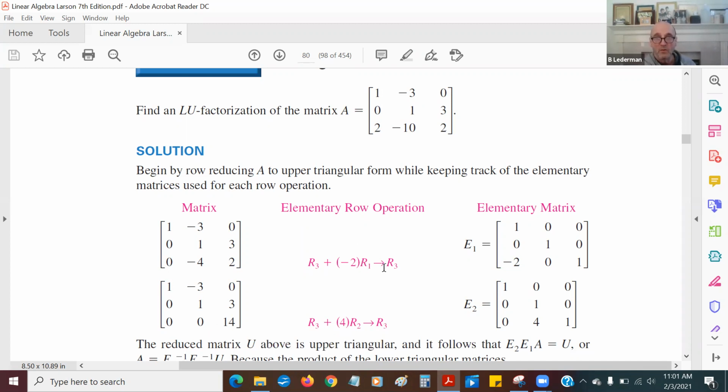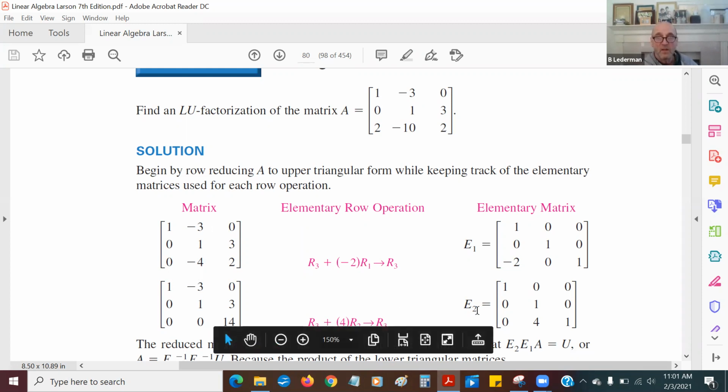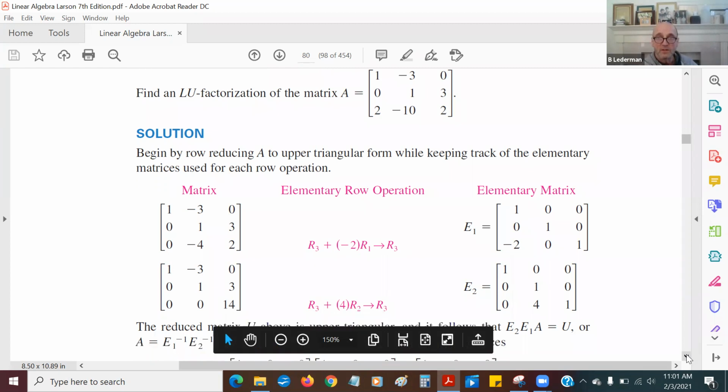That becomes a new bottom row, which is what I'm doing right here. And that's how I get this guy right there. Then I want to get rid of that -4. So I add 4 times the middle onto the bottom, which is what this step is.